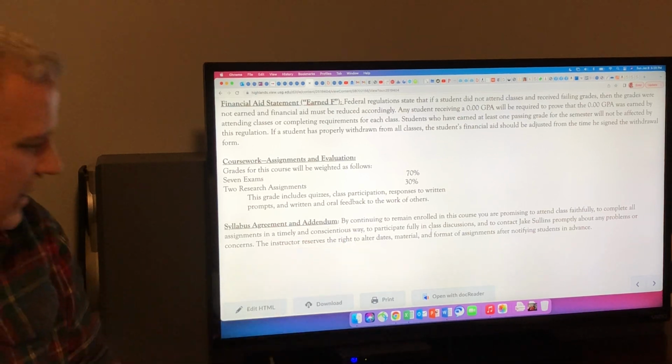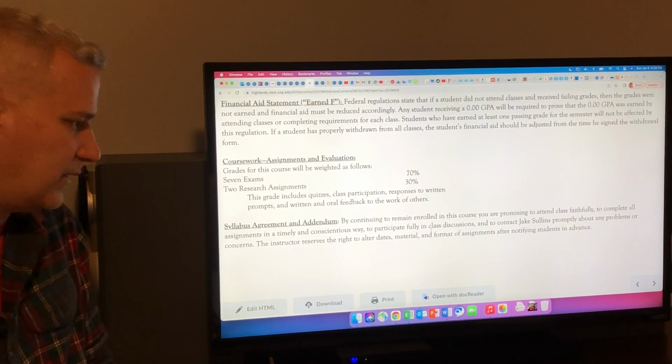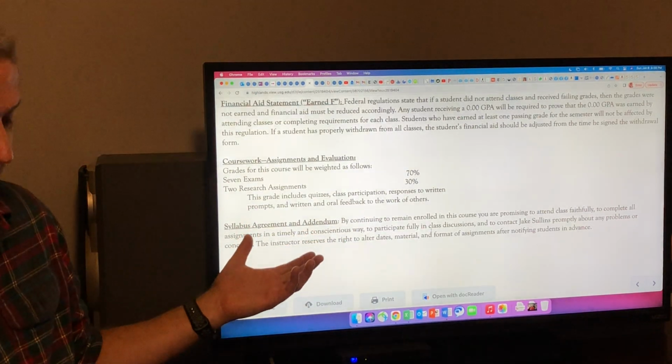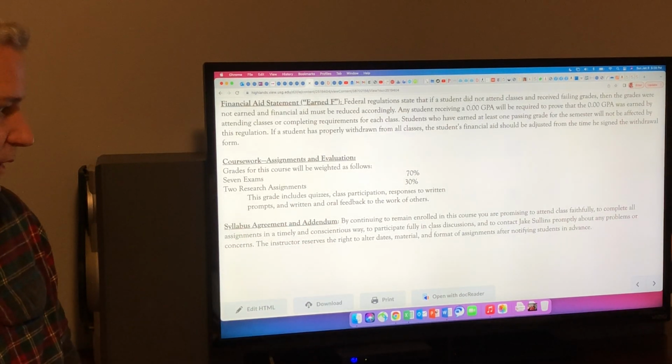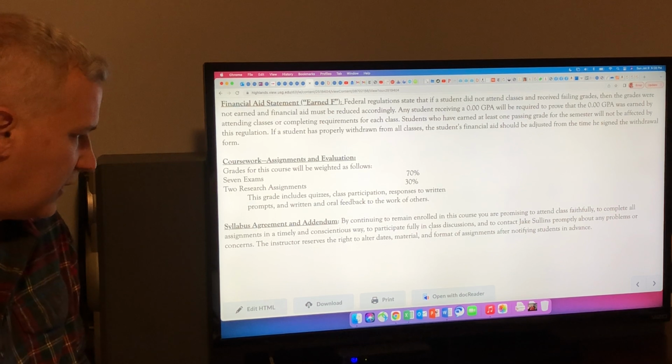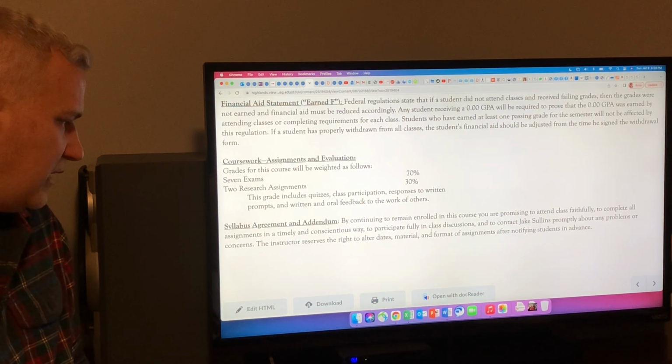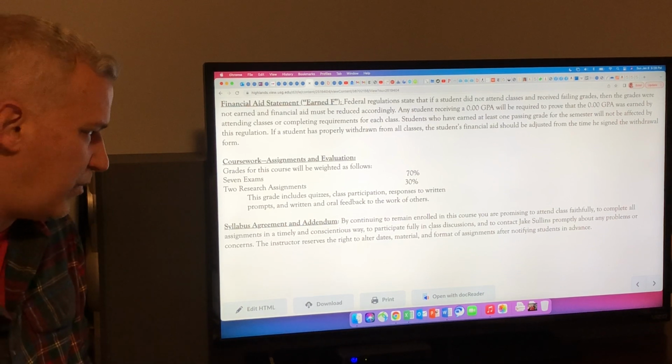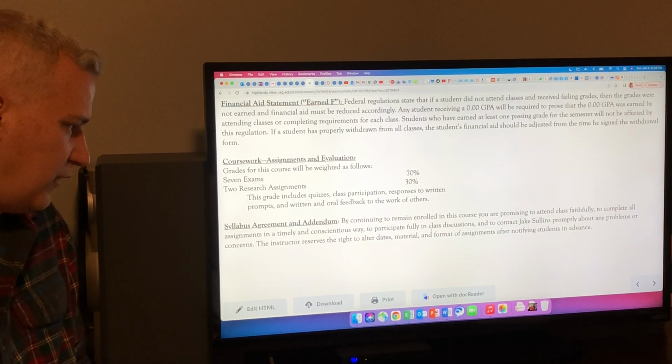If you continue to remain enrolled in this course, you're promising to attend class, electronically, virtually, by working your way through the modules and videos and those kinds of things. Complete all assignments in a timely and conscientious way, not plagiarizing. And be in touch with me promptly about any problems or concerns that you're having.